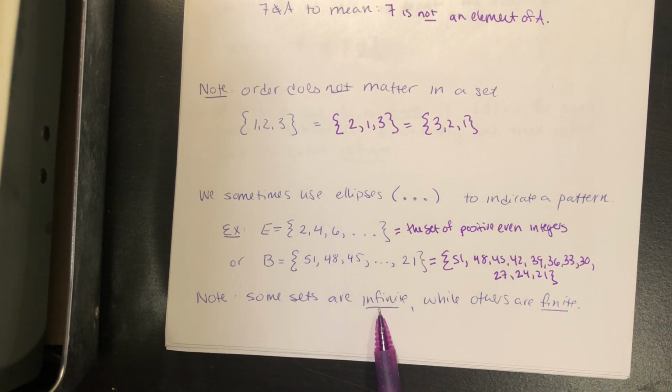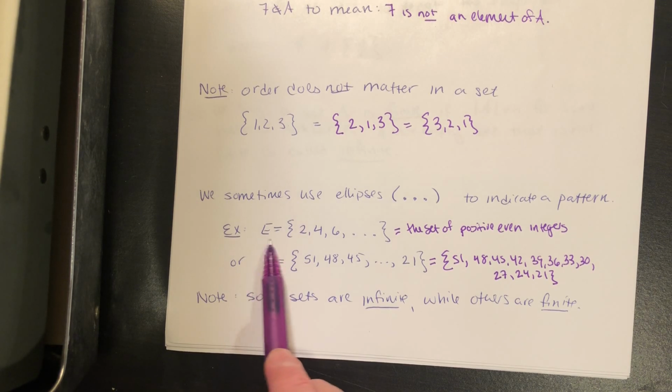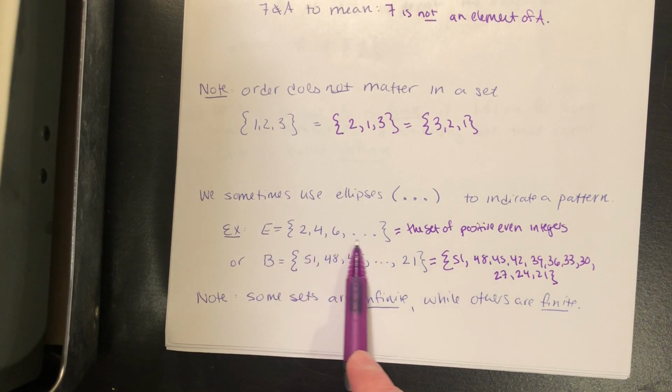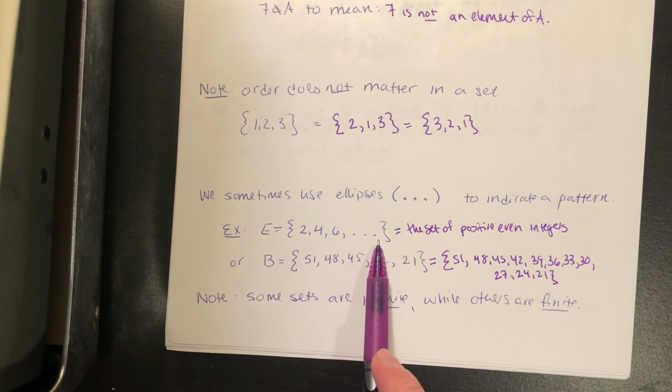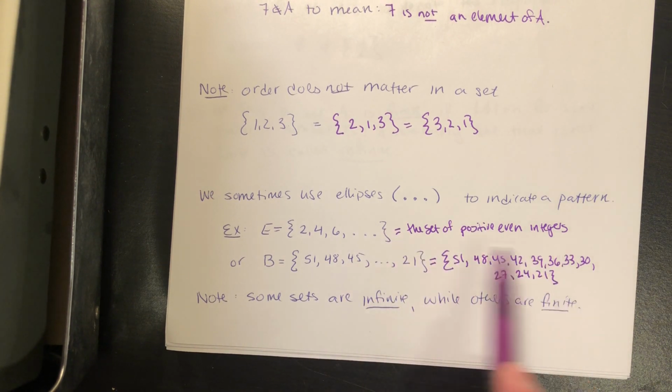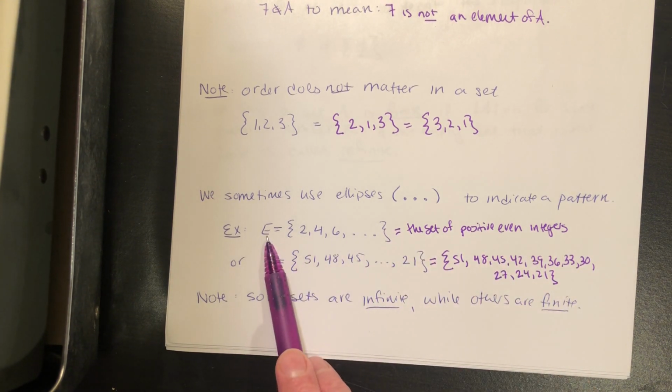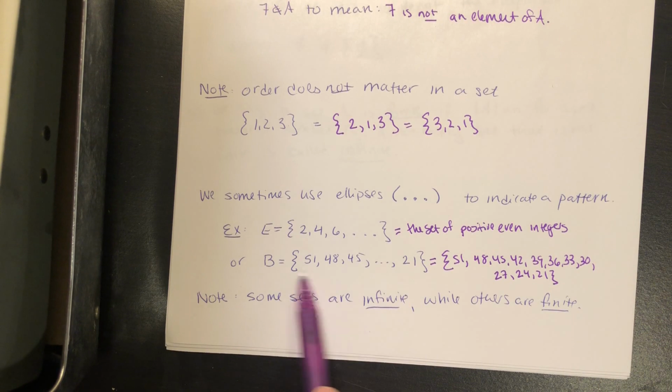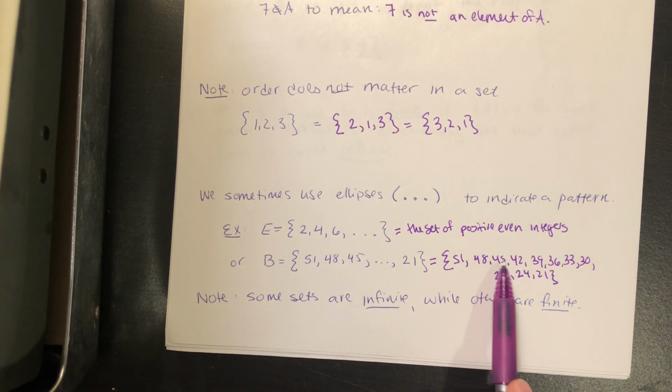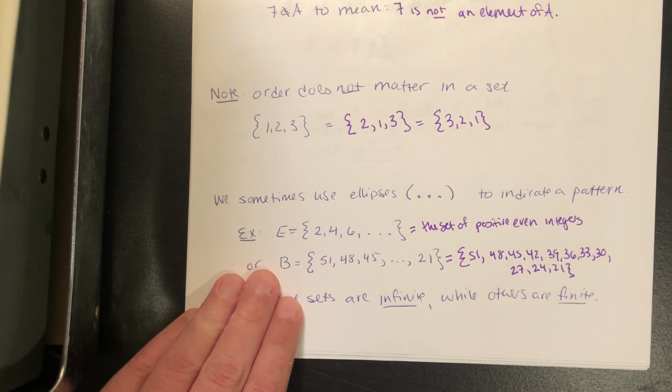Notice that some sets are infinite, in the case of E, right? There's infinitely many values here. This set is going to keep going on forever. You can continue to add to it, etc. And so this is an infinite set, while other sets are finite. This set here had 1, 2, 3, 4, 5, 6, 7, 8, 9, 10, 11 members to it. We would call that a finite set.